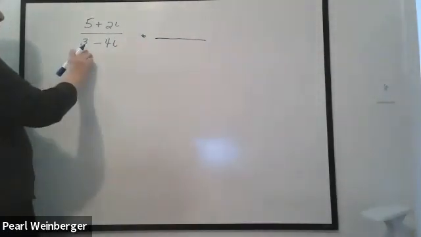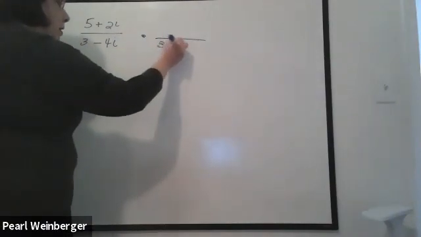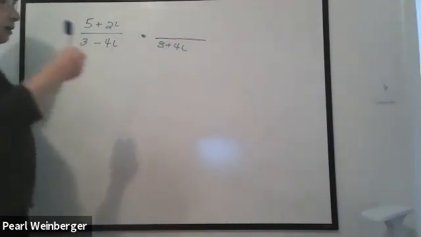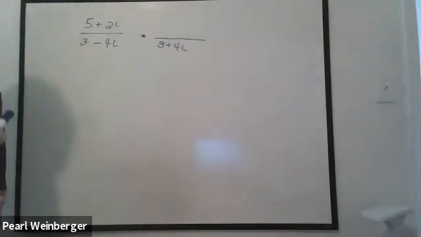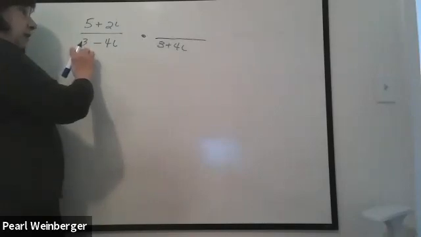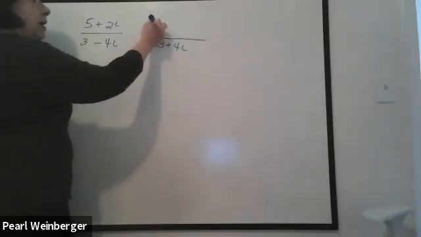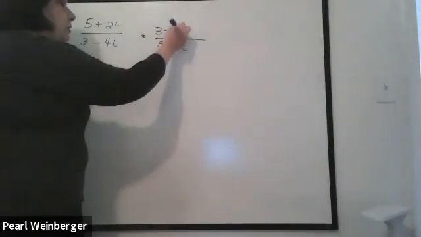The conjugate of the denominator will be 3 plus 4i. You'll see that when we multiply a complex number by its conjugate, we're going to end up without any i's in our expression at all. So we're going to multiply by the conjugate of 3 minus 4i, which is 3 plus 4i, in both the numerator and the denominator.